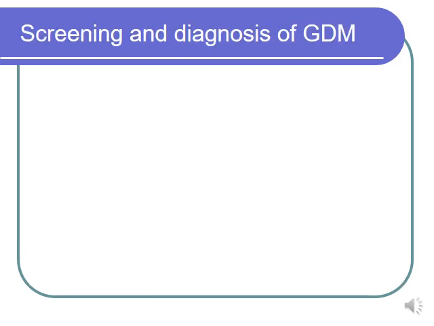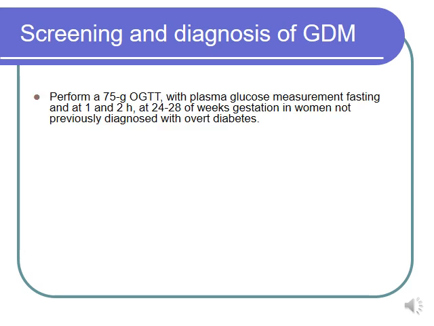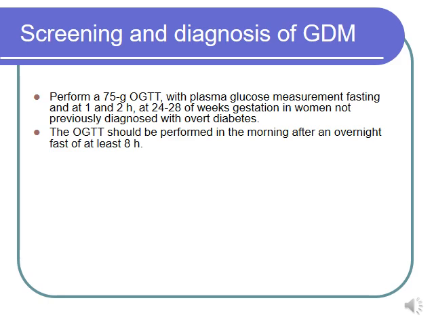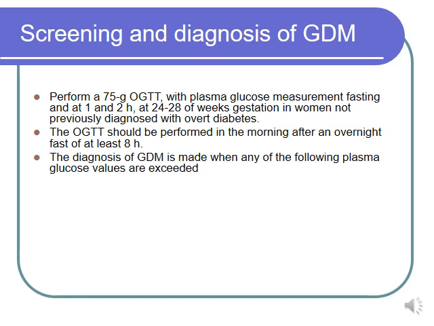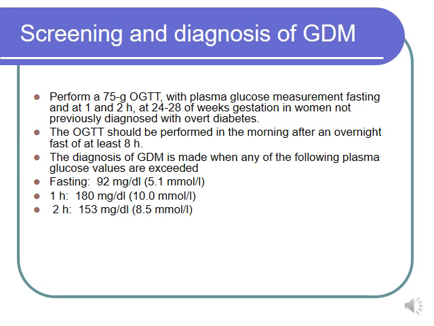Screening and diagnosis of gestational diabetes mellitus. So when do you screen and what test would you perform? Perform a 75 gram oral glucose tolerance test with plasma glucose measurement fasting, at 1 and 2 hours, at 24 to 28 weeks gestation in women not previously diagnosed with overt diabetes. It should be performed in the morning after an overnight fast of at least 8 hours. The diagnosis of GDM is made when one of the following plasma glucose values is exceeded: fasting more than 92, 1 hour more than 180 mg per deciliter, 2 hours more than 153 mg per deciliter.